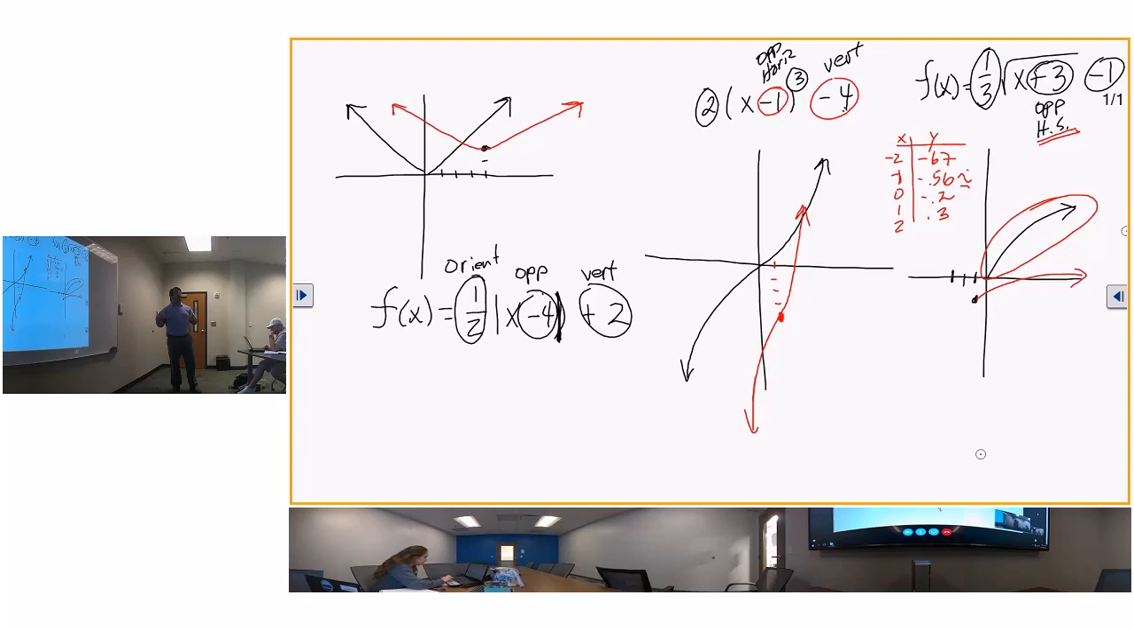This is just the knowledge of what the function is doing compared to the parent graph. It'll come together. It'll come together. Is there another one? Yeah.